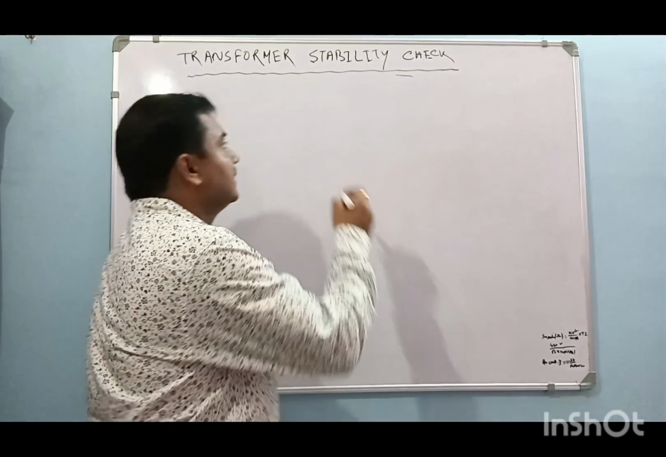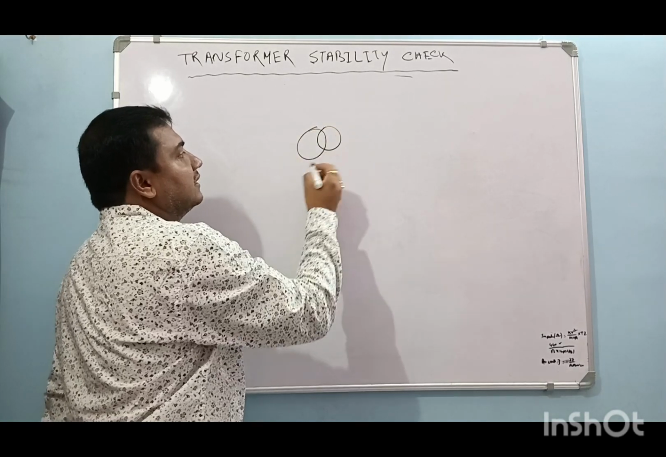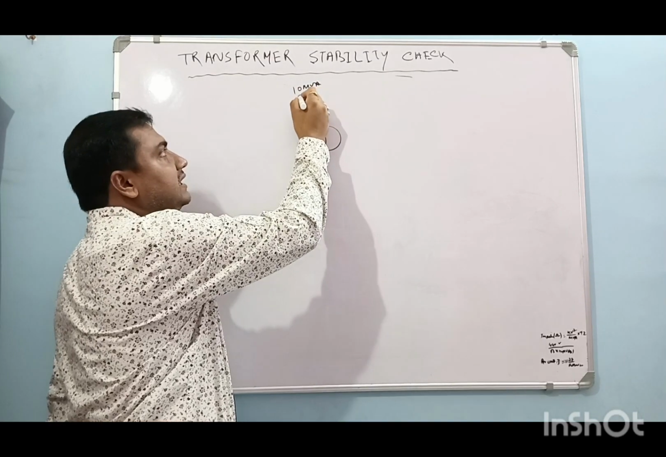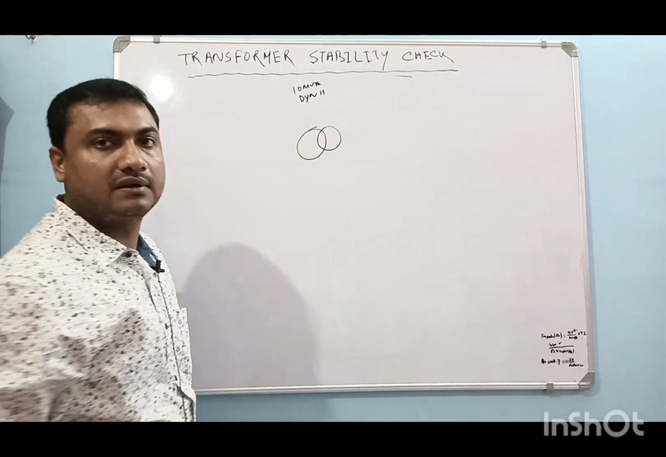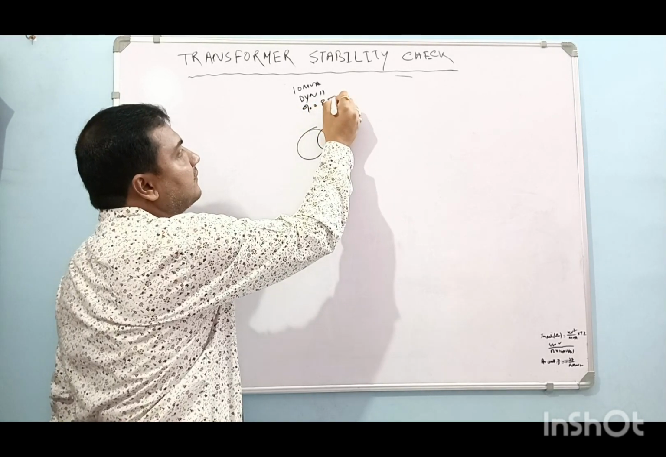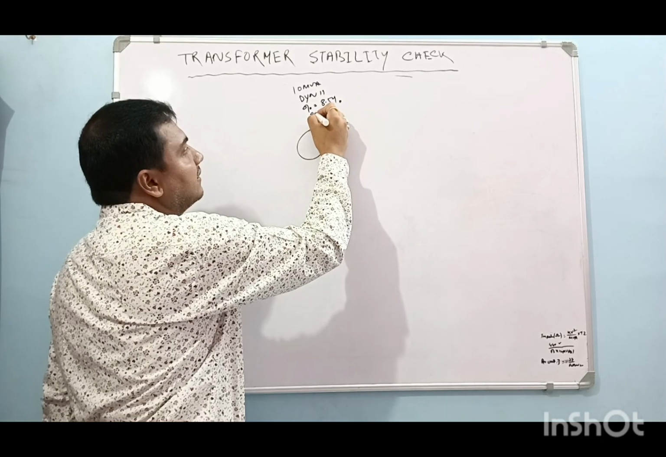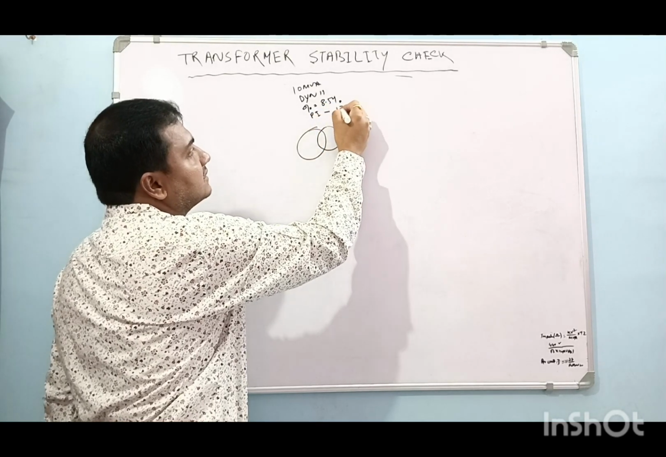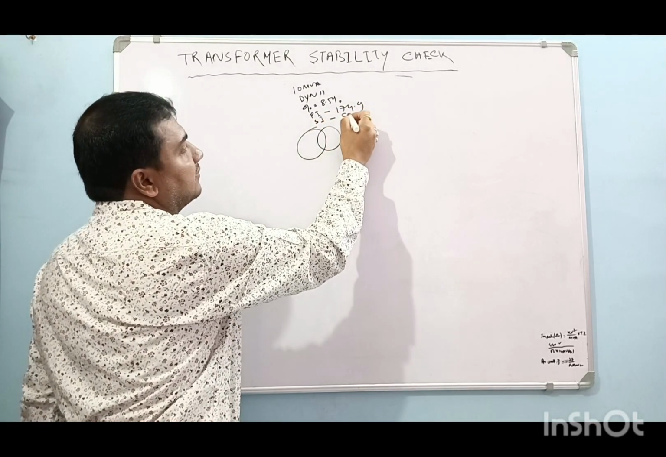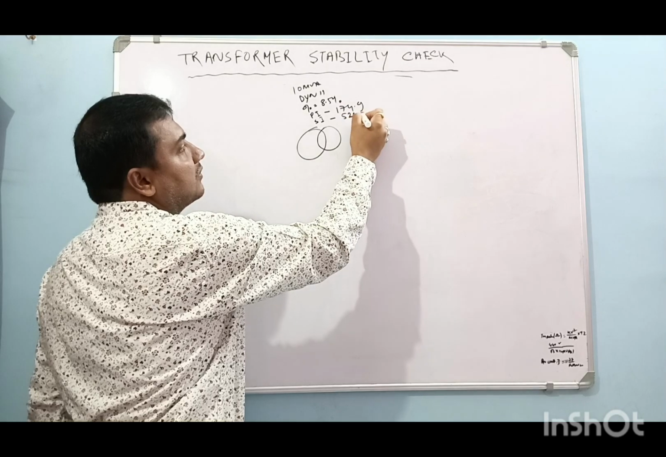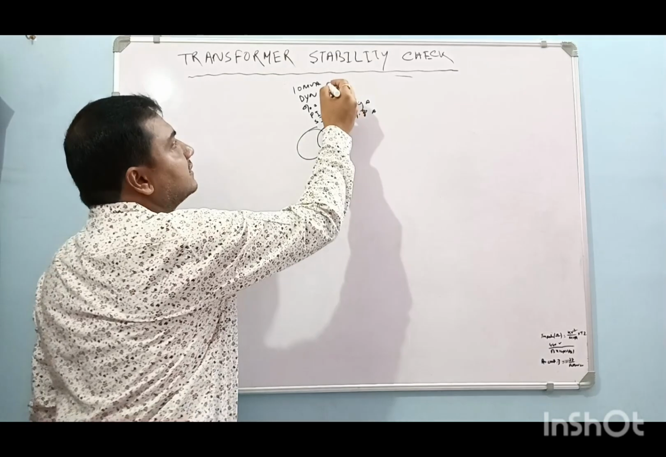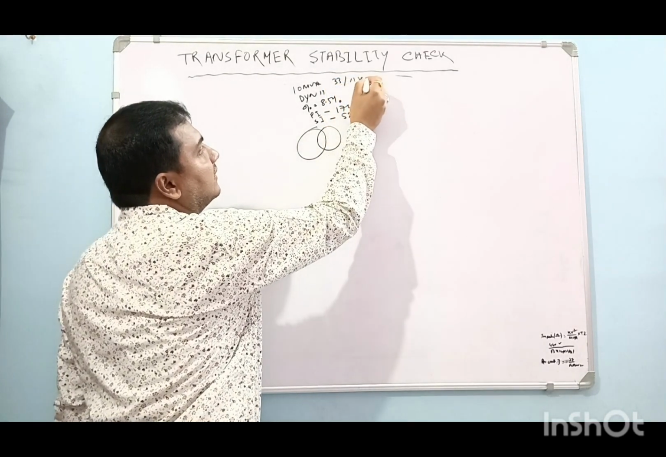So suppose this is a transformer. This is a 10 MVA transformer. Vector group is DYN11 and percentage of impedance is 8.5%. Primary full load current is 174.9. Secondary full load current is 524.8 ampere. And this is 33 by 11 kV.